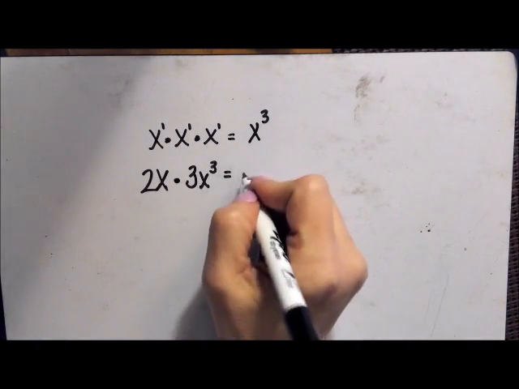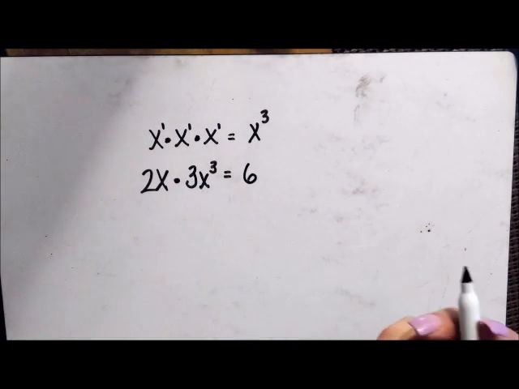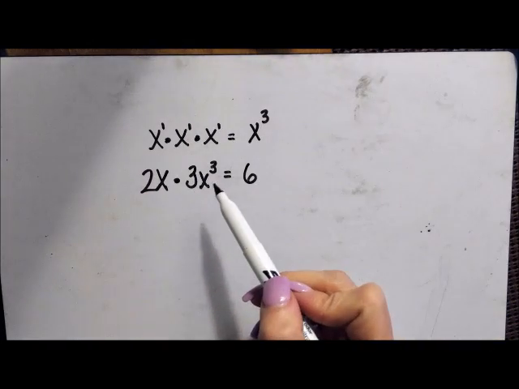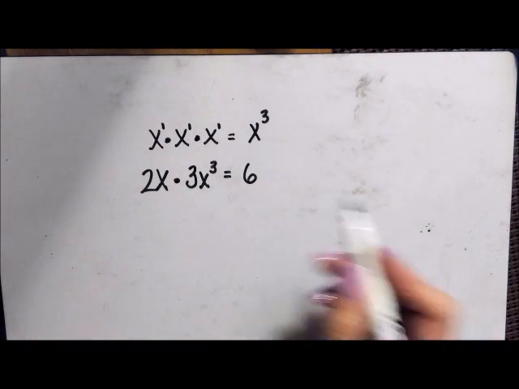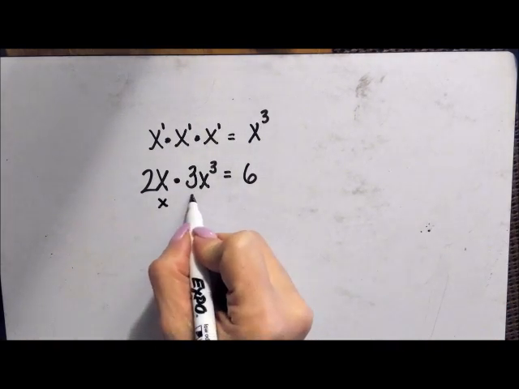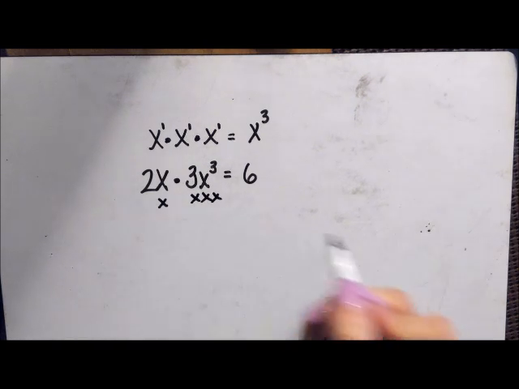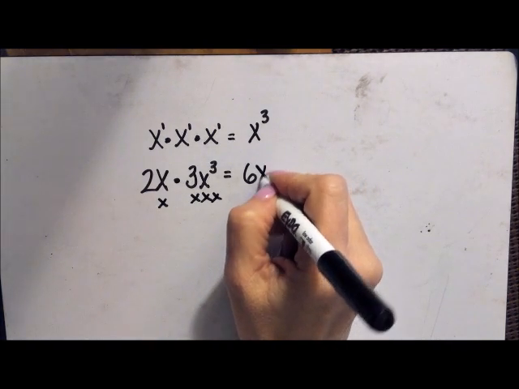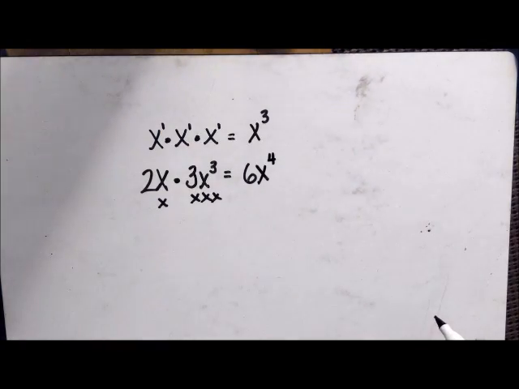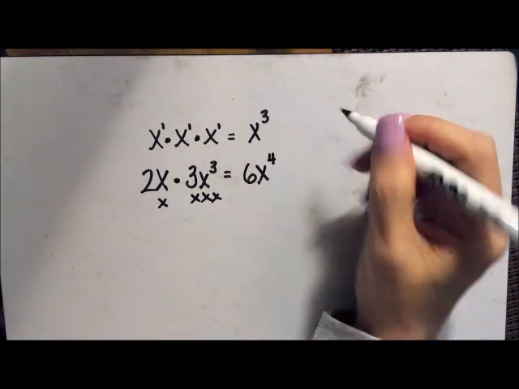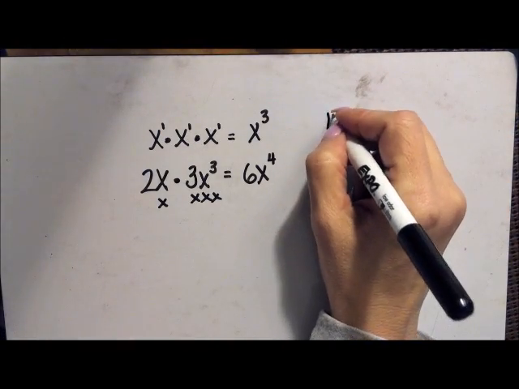So 2 times 3 is 6. On the x's, you don't want to write x and then x cubed. You want to shorten it. So this is 1x here, and this is 3 x's. That's what x to the third means. So I have a total of 4 x's. Now, keep that in mind as we work this.